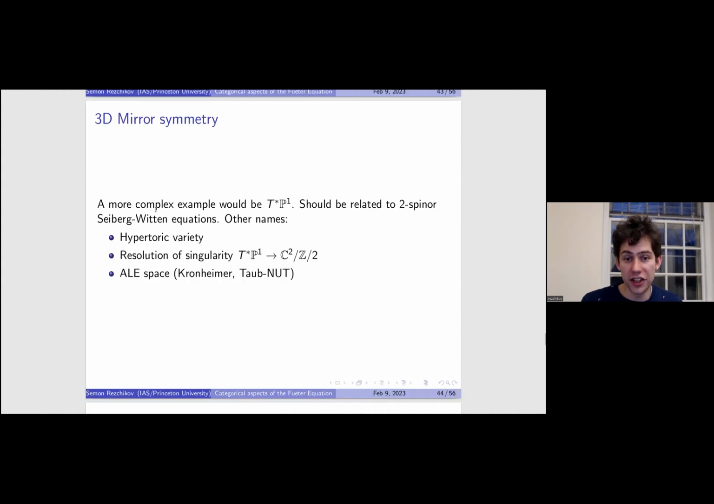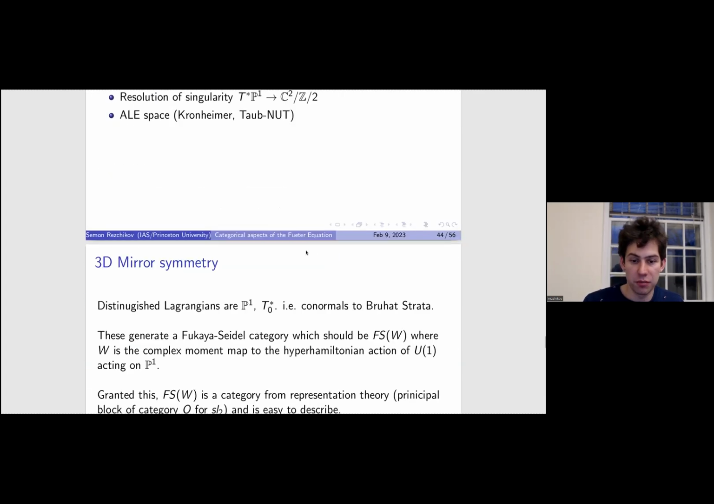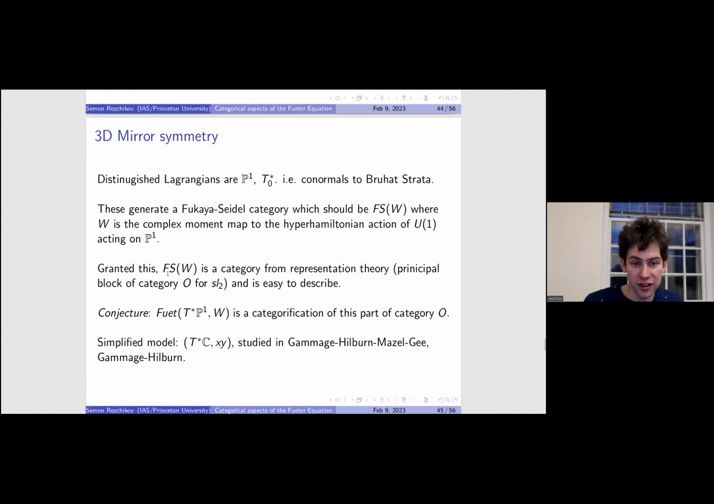And you could try to generalize that. So the next example would be T star P1, for example. Maybe you can think of that as an unwrapped version of T star C star. There's some predictions for what that should be. The decategorification of this should be the principal block of category O for SL2. And I don't really have any good evidence for that, except there's some local models.